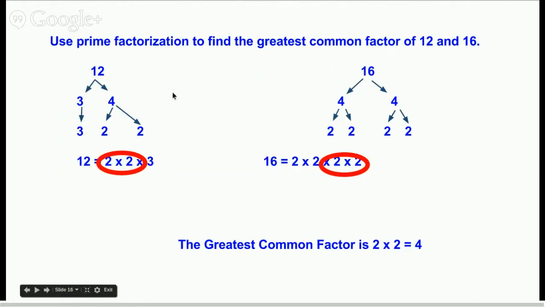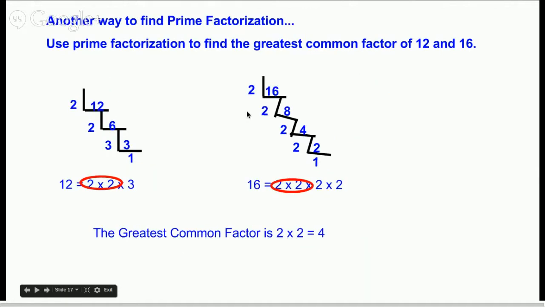For example, 12 and 16. So I divide this into its smallest forms, all prime numbers, 3, 2, and 2. And then 16, 2, 2, 2, and 2. There are 2 2's over here, and there are 2 2's over here. So these are common between both of them. So my greatest common factor is 4.